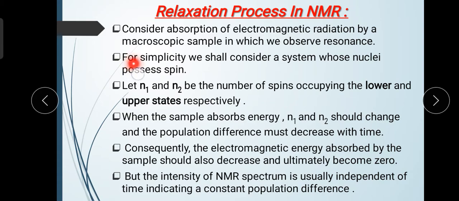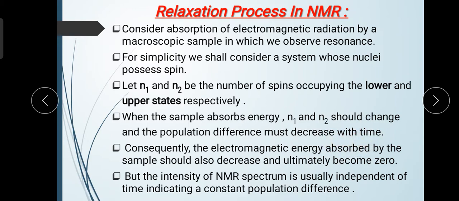Now for simplicity we shall consider a system whose nuclei possess spin. That means, to eliminate complications, we just consider a system whose nuclei possess spin. Let N1 and N2 be the number of spins occupying the lower and upper states respectively. Here we suppose N1 is the number of spins which occupy the lower energy level and N2 is the number of spins which occupy the upper energy level. So when the sample absorbs the energy, N1 and N2 should change and the population difference must decrease with time.